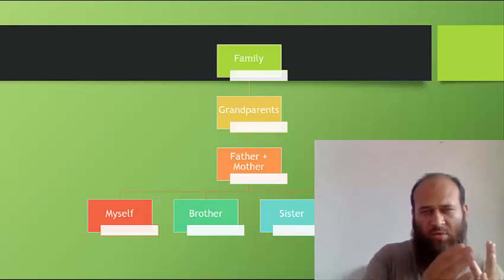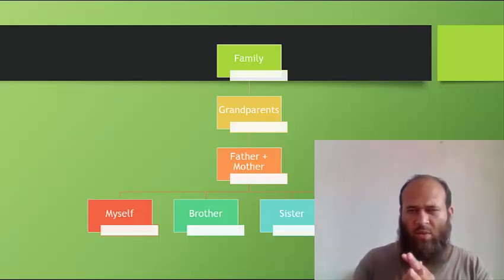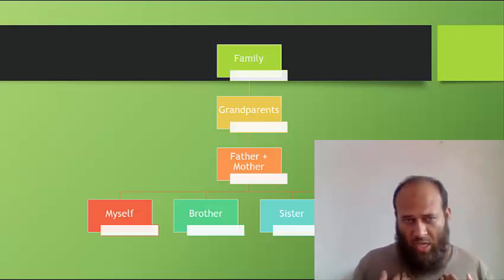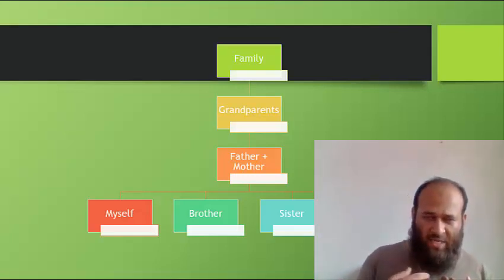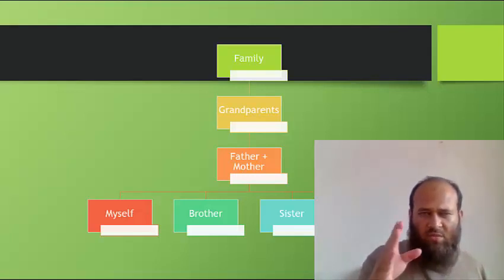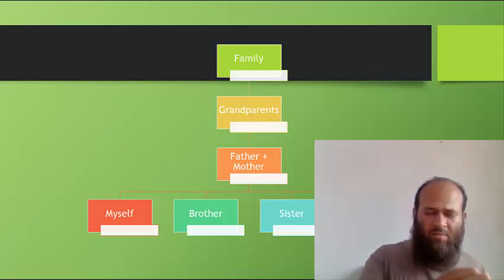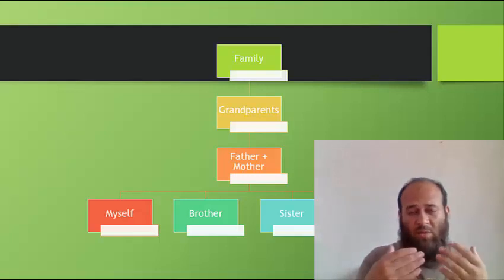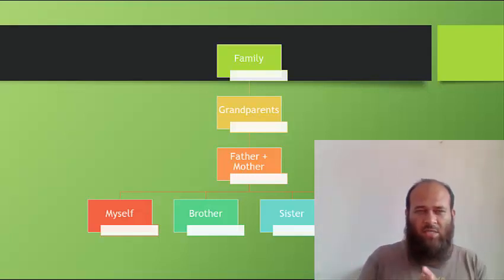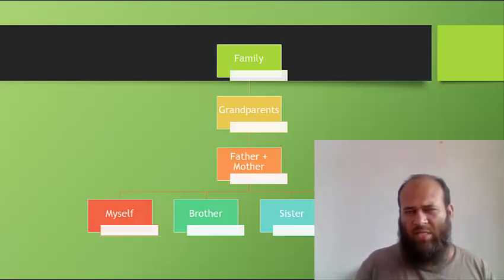Grandparents at the top, grandfather, grandmother. Then we have our parents, like father and mother, with us. Of course, ourselves, myself and you, yourself. Then we have brother, sister, and sibling means it can be a brother, it can be a sister. Some people have many brothers, some people have many sisters. So, this is a normal structure of a family.